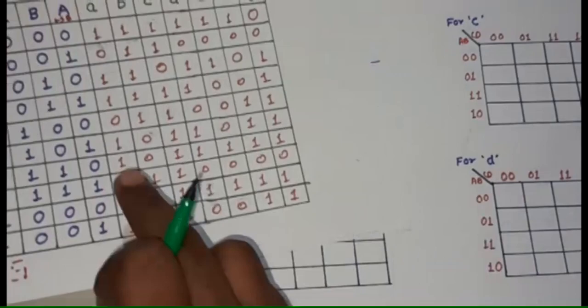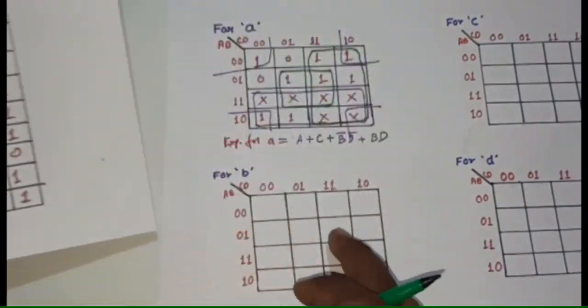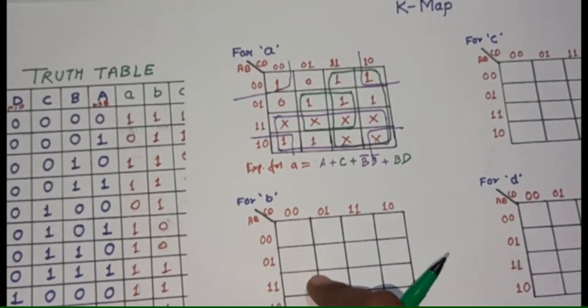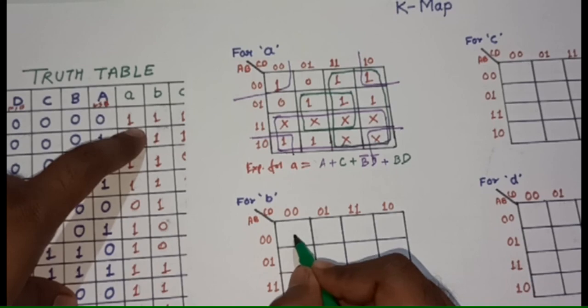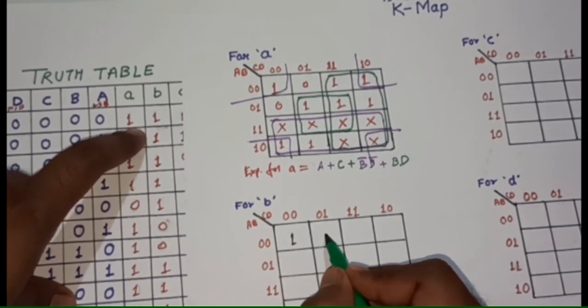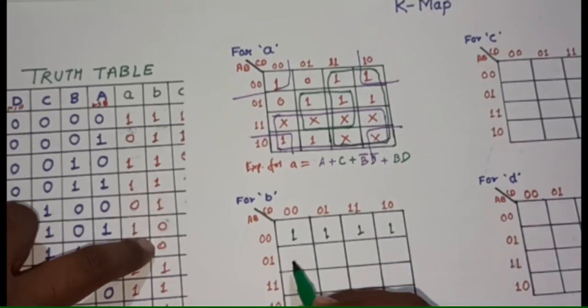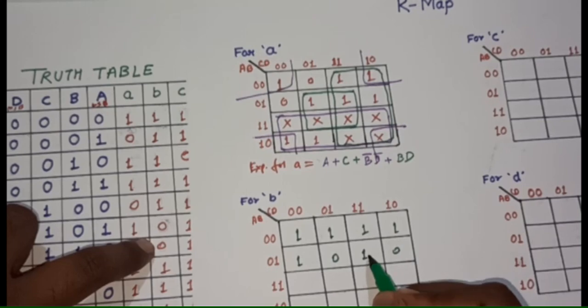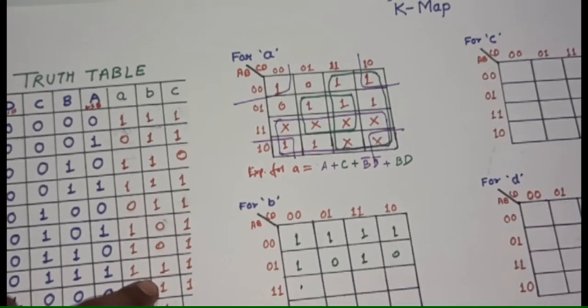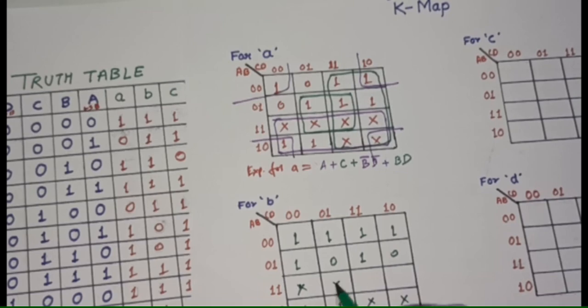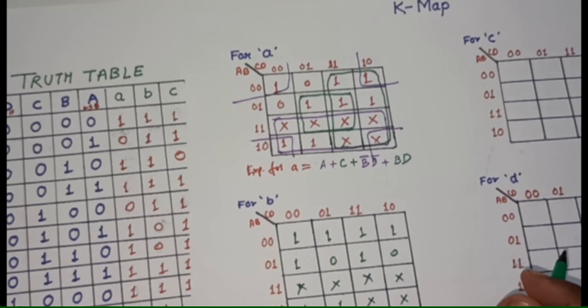Now for finding out the expression for B, we first have to find the values of B from the truth table and put them into our K map. So what are the values of B? It is 1 1 1 1, 1 0 0 1 1 0 0 1. Then the remaining is 1 1. So the 10 to 15 bits, that is 10, 11, 12, 13, 14 and 15, will become the don't care conditions.